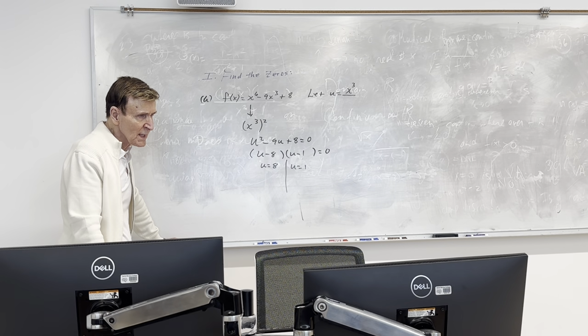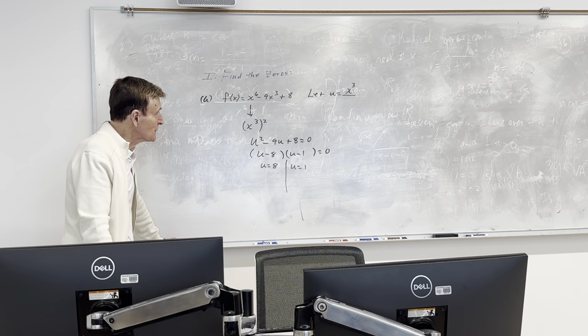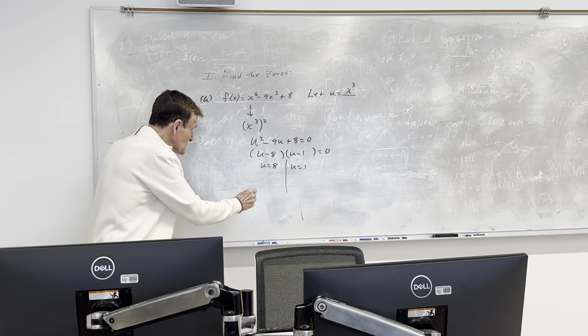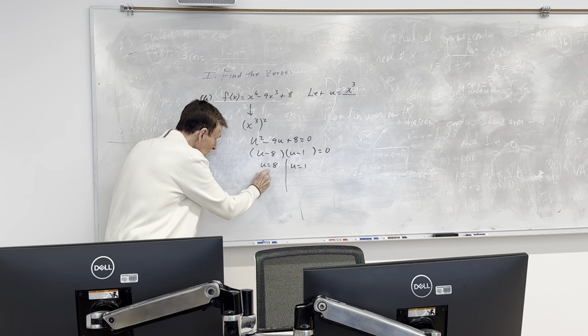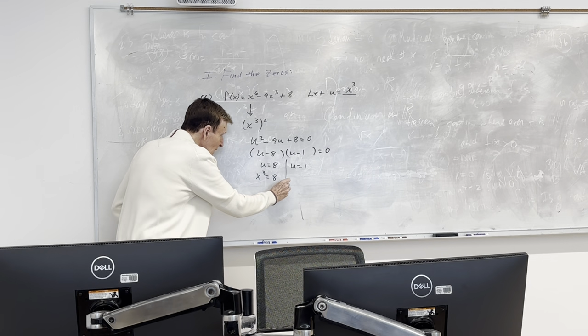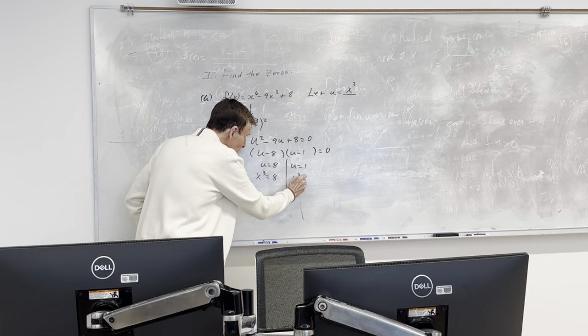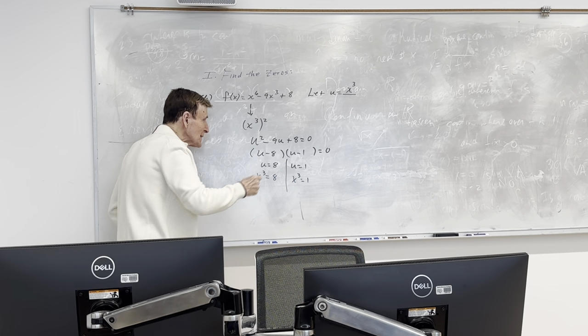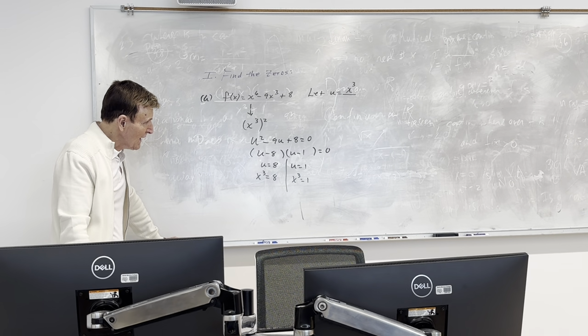You're going to have one of these on the test. A couple of these maybe. And what was u representing at this point? It says x cubed is equal to 8 and x cubed is equal to 1. Now I think this connects with last Wednesday, what we were doing.